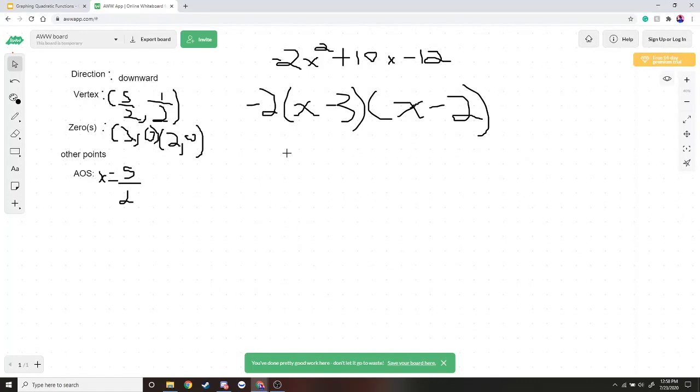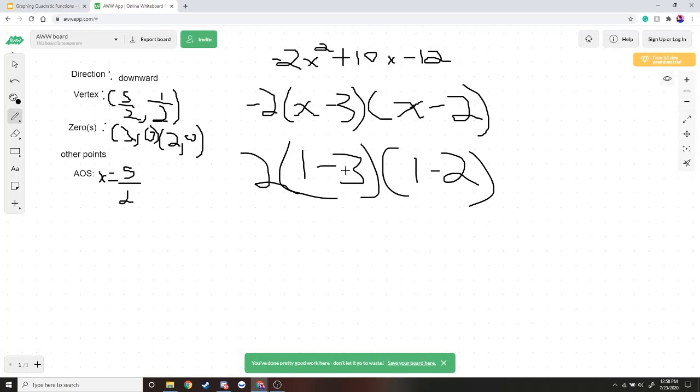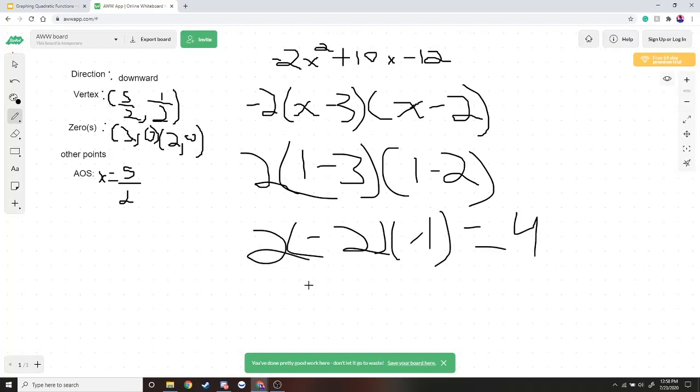Finally, all we have to do is find one more point. We're going to plug a simple number into this equation, which is just the factored form or simplified form of this equation, so it yields the same answer. We're going to plug in 1 for x, so (1 minus 3) and (1 minus 2), all times 2. So 1 minus 3 is minus 2, 1 minus 2 is minus 1, and all times 2 equals 4. So our point is going to be (1, 4). This is going to be our final point.